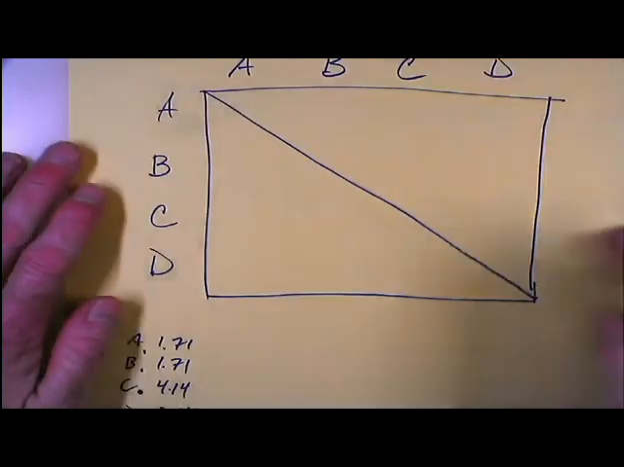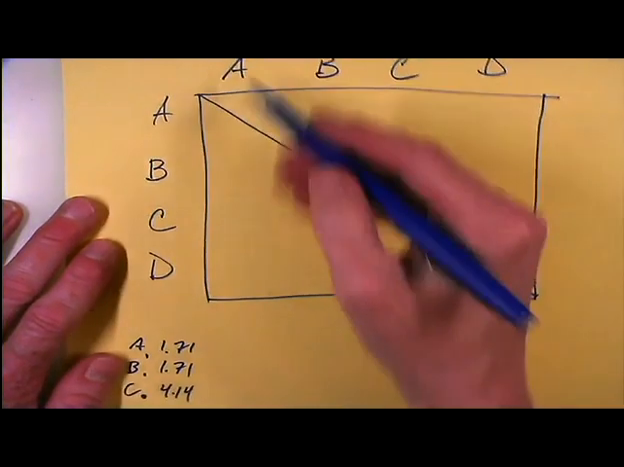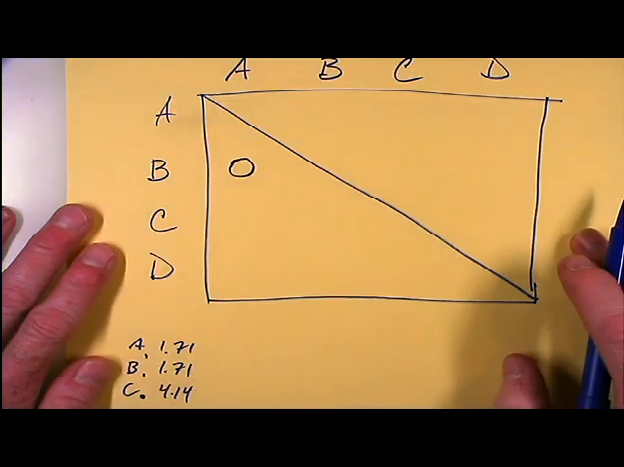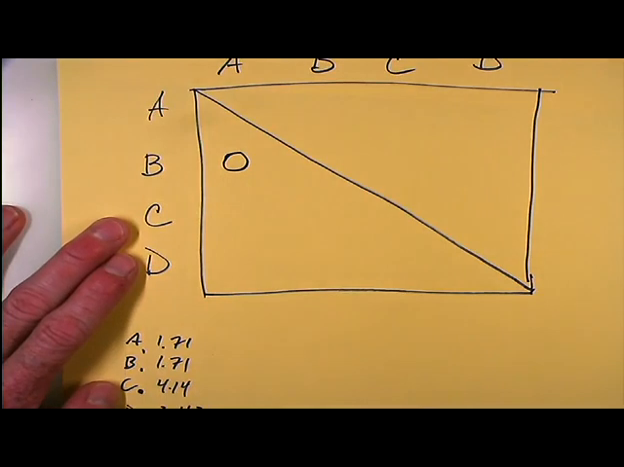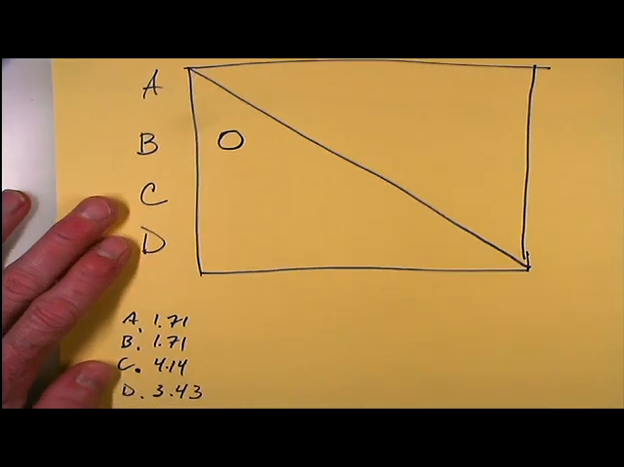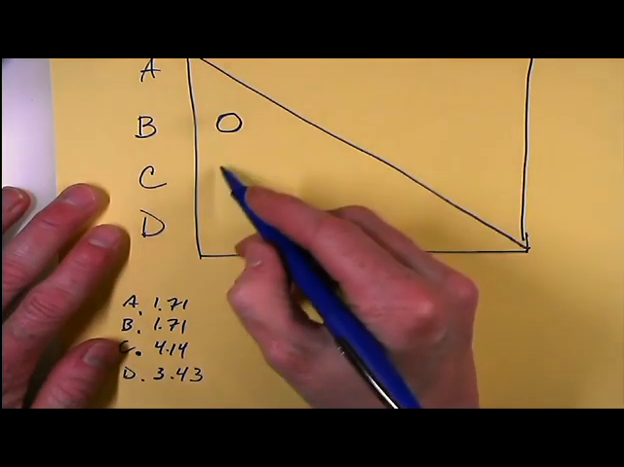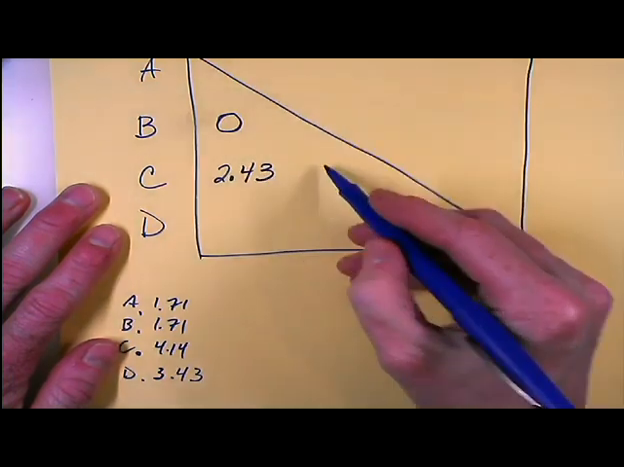So let's see which of these are significantly different, right? So A from A is nothing. What's the difference between A and B? 0. All right. What's the difference between A and C? So 4.14 minus 1.71 is 2.43. So A and C, 2.43, which also will be B and C.